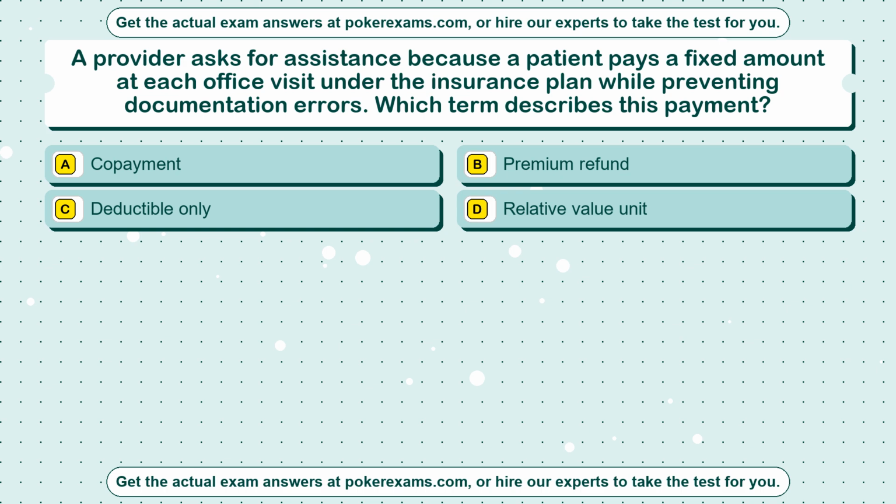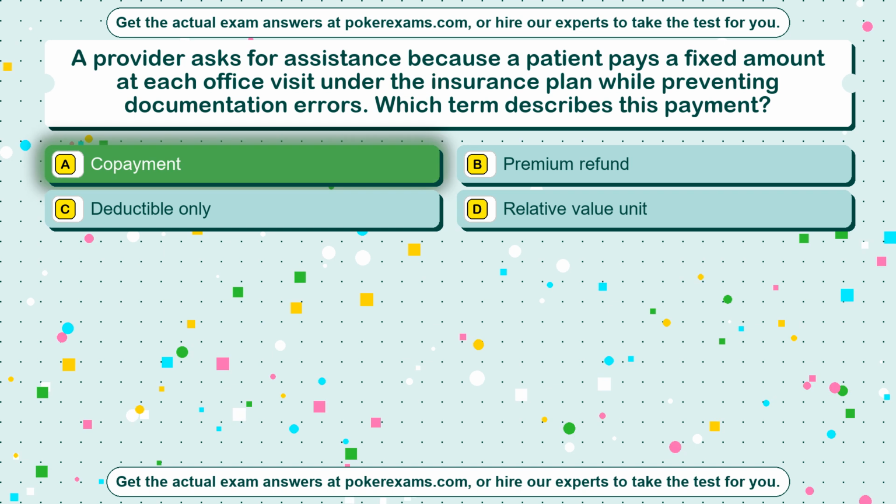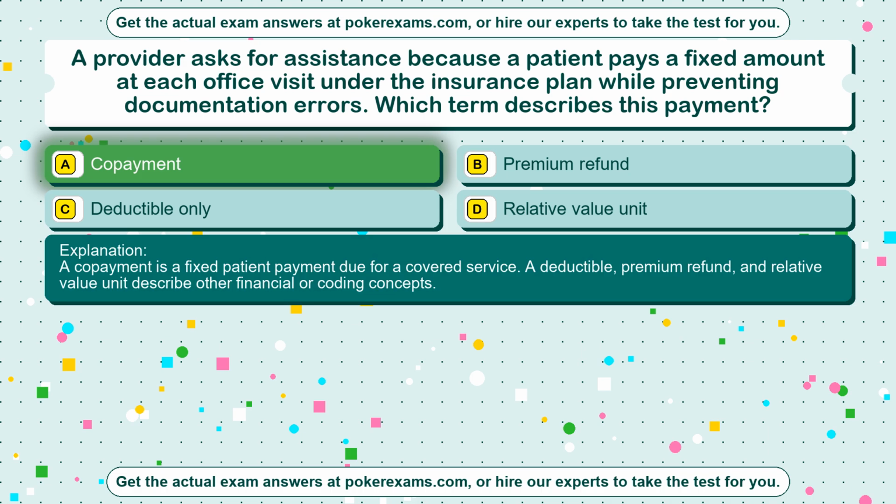Option A, copayment. Option B, premium refund. Option C, deductible only. Option D, relative value unit. The correct answer is option A, copayment. A copayment is a fixed patient payment due for a covered service. A deductible, premium refund, and relative value unit describe other financial or coding concepts.